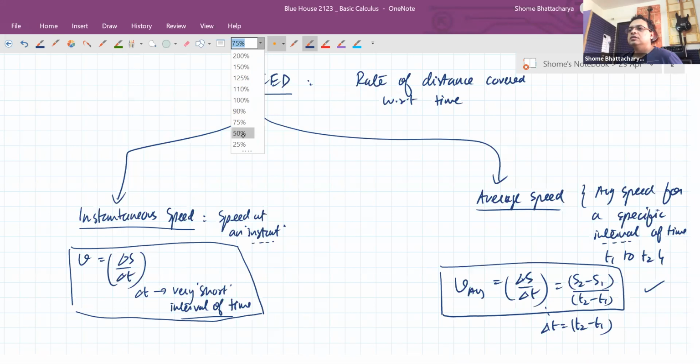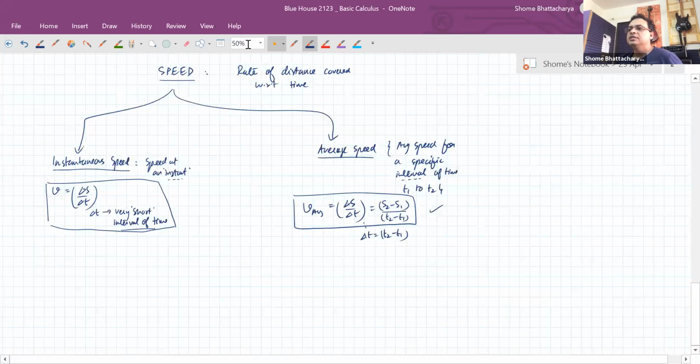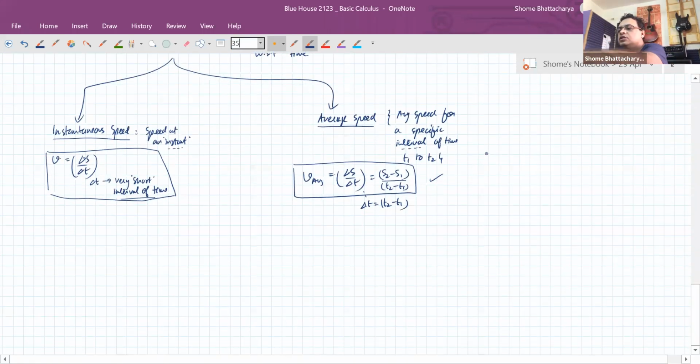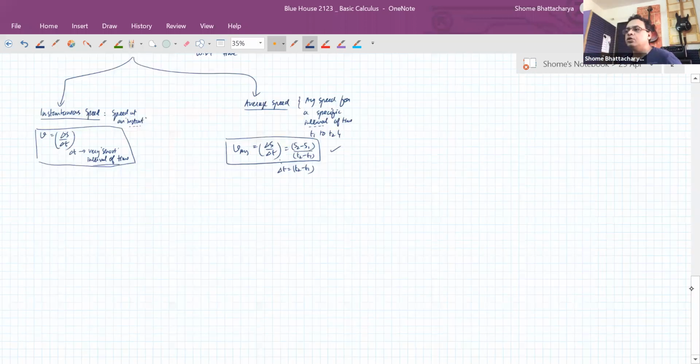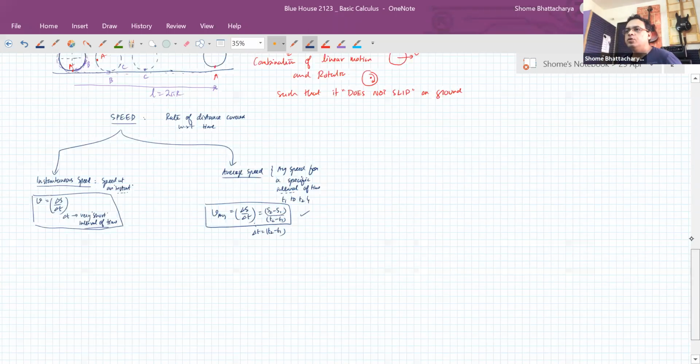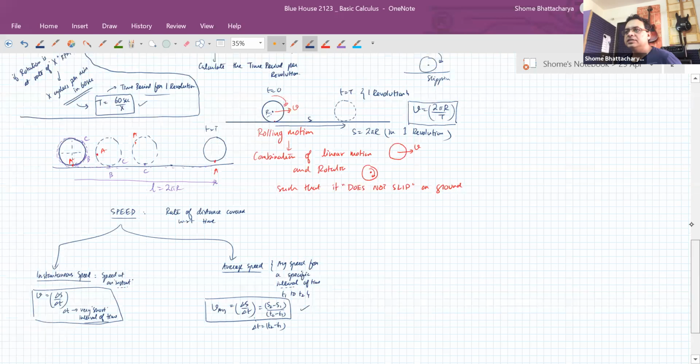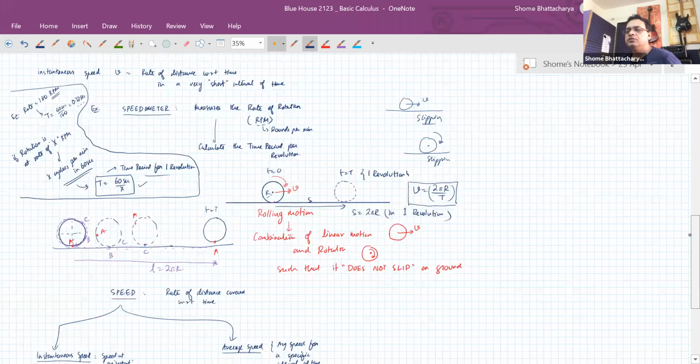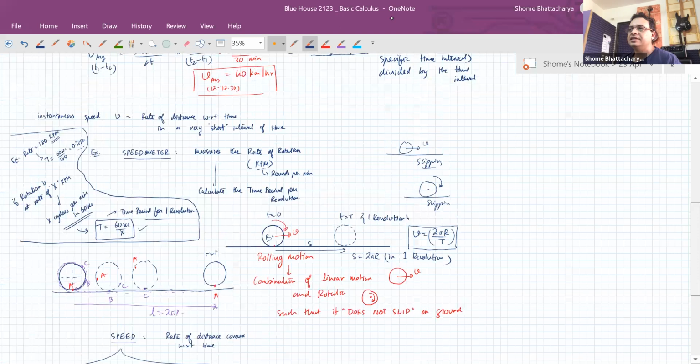So I'll just minimize this for a moment. You can just go through this section once, jot down any key points if you want. But more importantly, just go through this discussion, this section once, and just confirm if you have any doubts or any difficulties understanding any point.